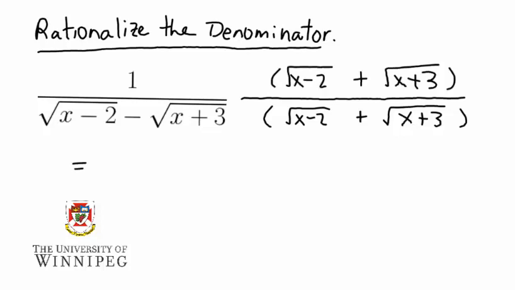Now multiplication in the numerator is okay since our original numerator only had a value of 1. Our new numerator is just going to be square root of x minus 2 plus the square root of x plus 3.